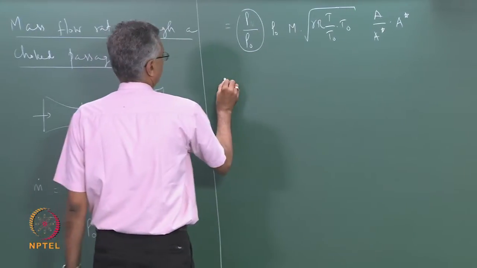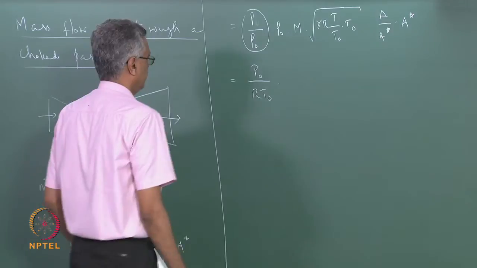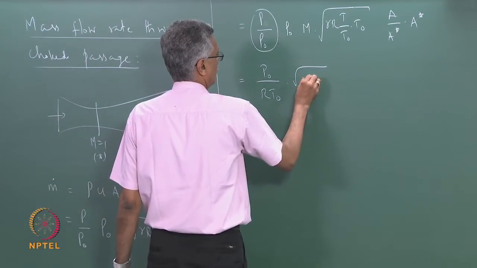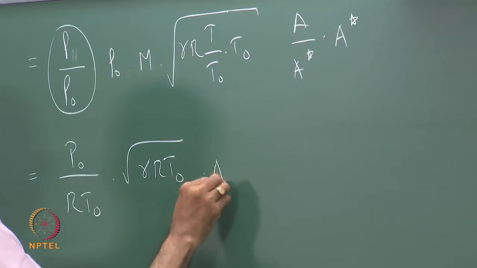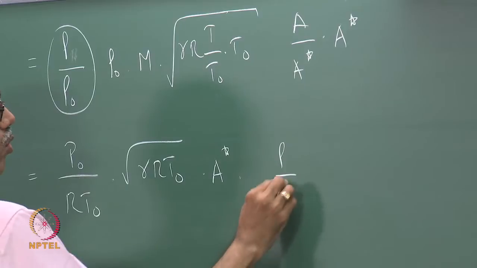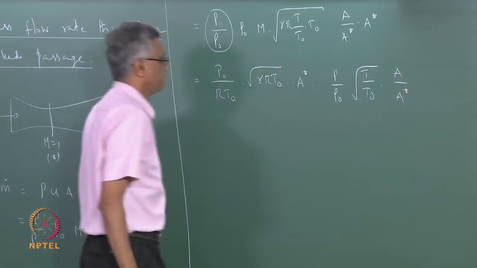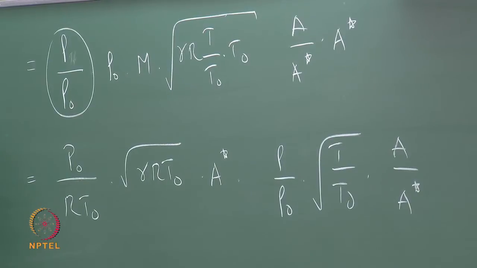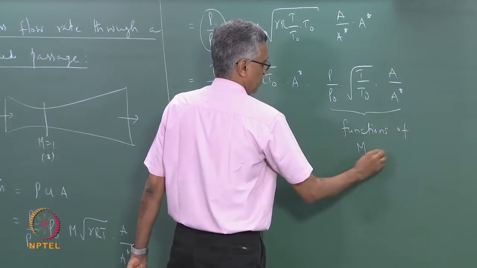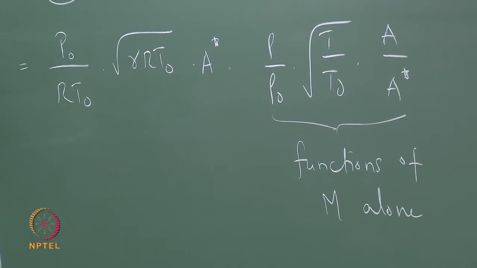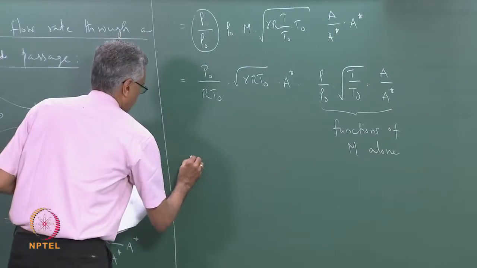So, if you rearrange this expression, I can write the rho naught as P naught over R T naught. So, let us go ahead and do that: P naught over R T naught times square root of gamma R T naught times A star times rho over rho naught times square root of T over T naught times A over A star. These three quantities are functions of Mach number alone. So, if I go ahead and substitute these functions and then simplify, I end up with the expression for m dot, which looks like this.